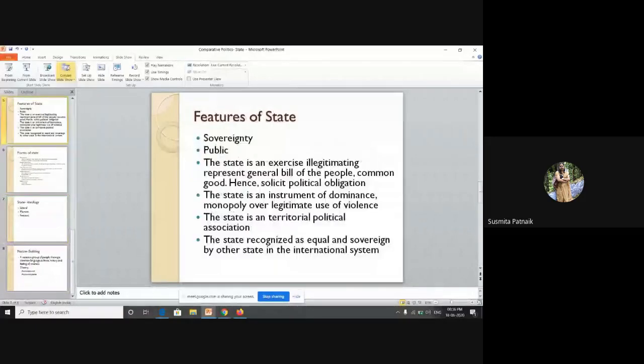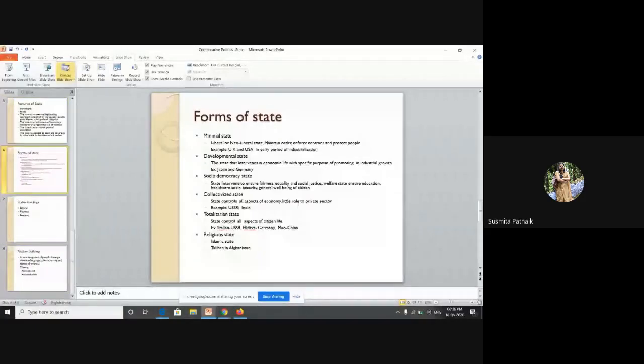Minimal state, what does it mean? That state may be a liberal state or a neo-liberal state. What is the meaning of neo-liberal state? The new version of the liberal state is called the neo-liberal state, the type of state which is maintaining, protecting and enforcing three things.